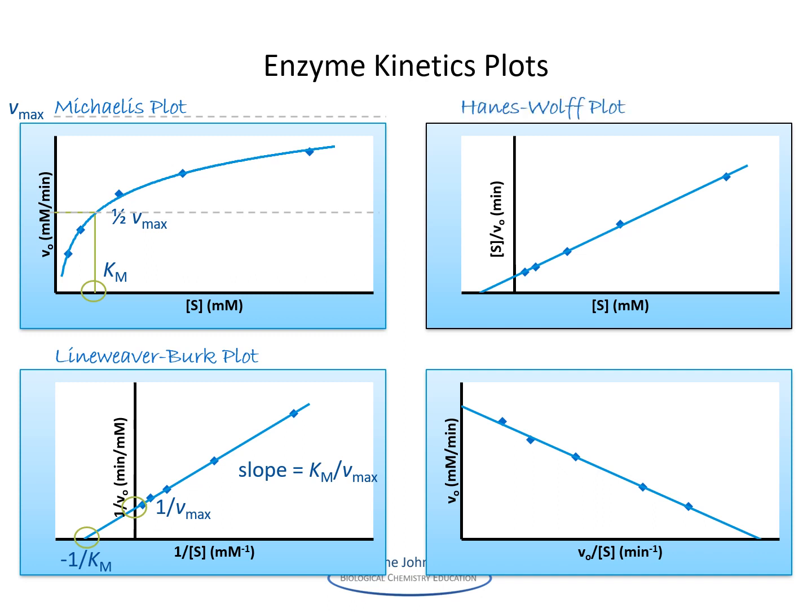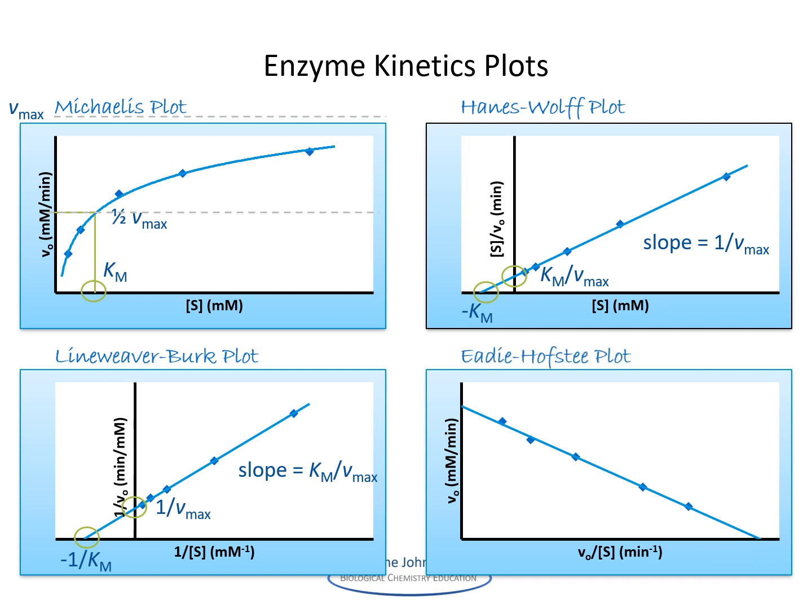In the Hanes-Woolf plot, S over V0 is plotted as a function of S. The y-intercept is Km over Vmax, and the x-intercept is -1 over Km. This is arguably the most accurate of the plots I'm showing you here, but is not used very often.